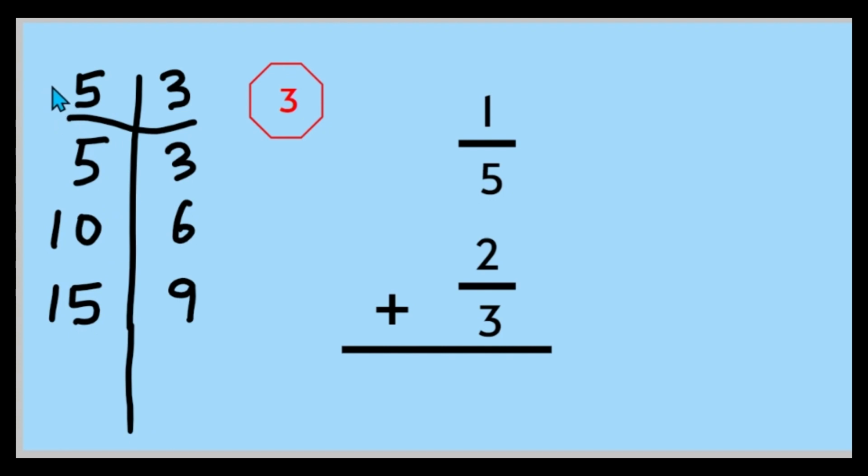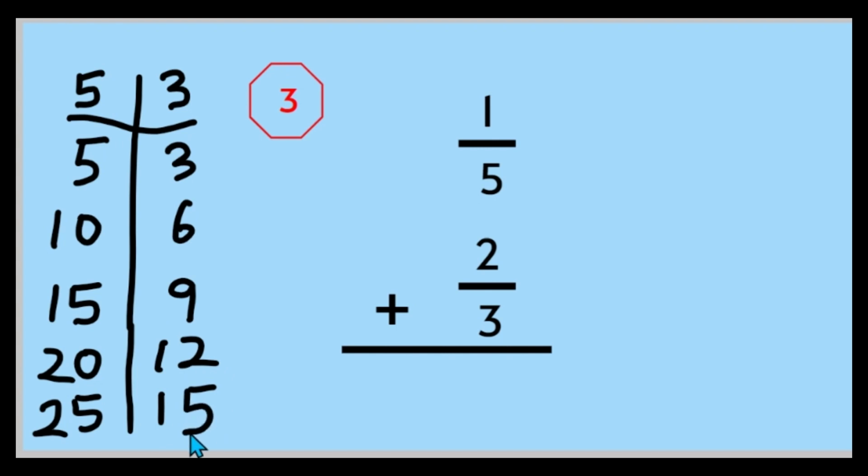So we did 3, so now we're on 4. 4 times 5 is 20. And 5 times 5 is 25. So 4 times 3 is 12. And 5 times 3 equals 15. So let's see if I can find a match. And here we go. The 15 and the 15, they match. So my LCD is going to be 15.